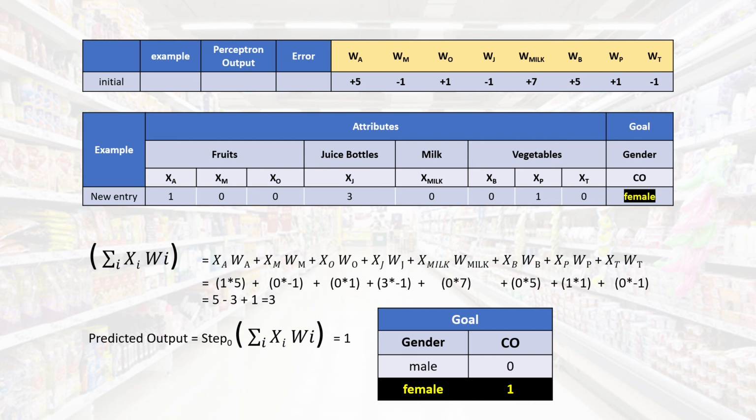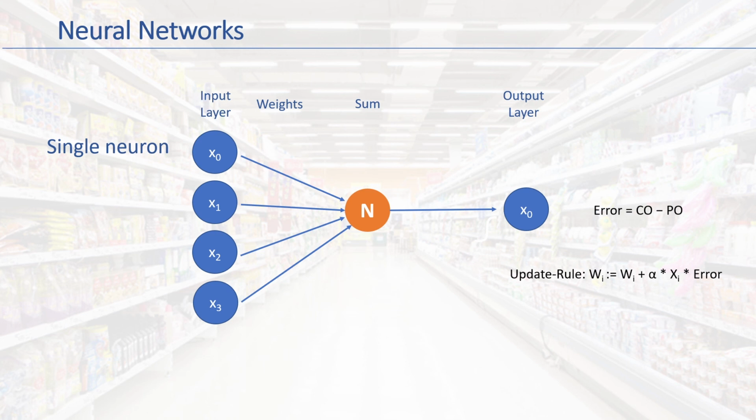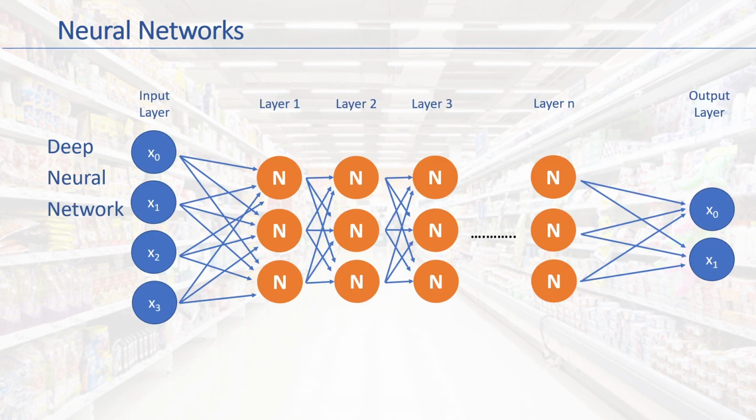Actually, it's just a prediction based on the given data. Prediction accuracy increases if we have more data. So we looked at how a single neuron works. If we use many neurons with many layers interconnected, then it is a deep neural network.